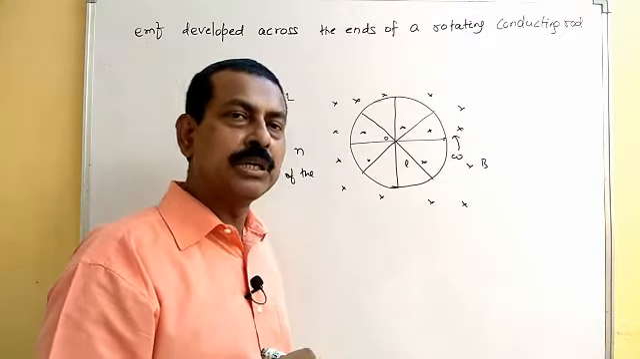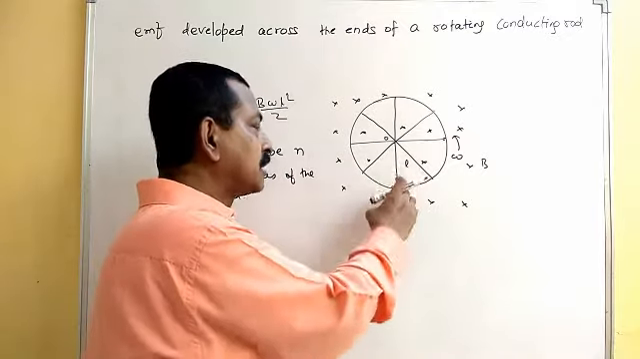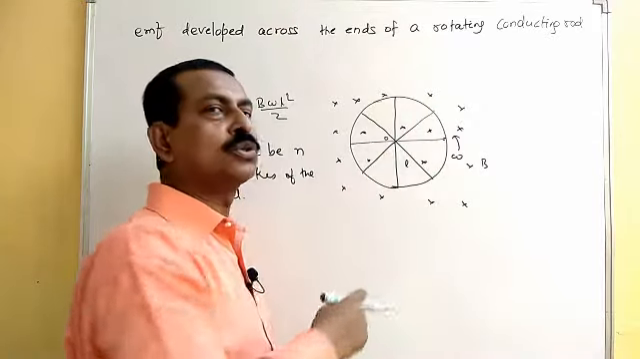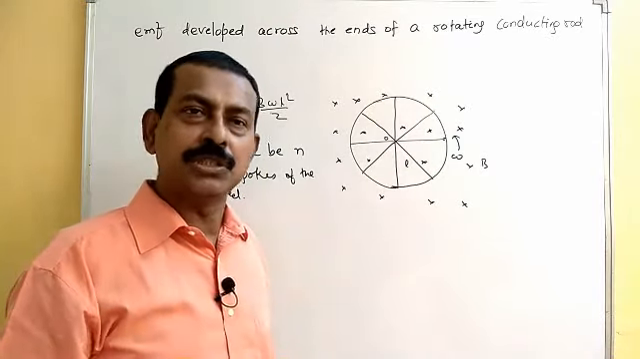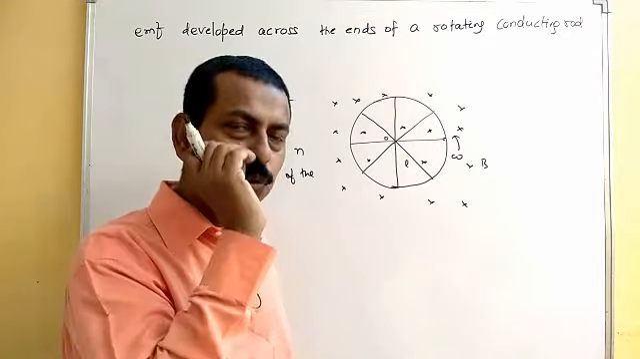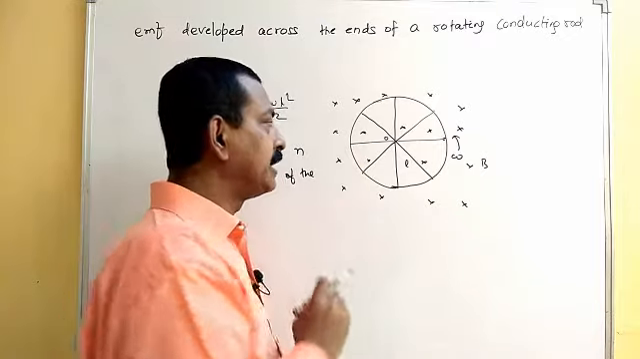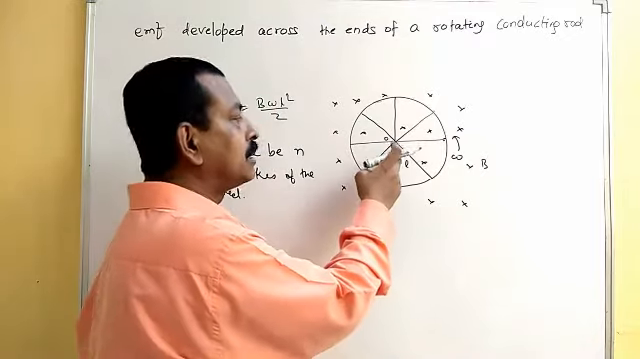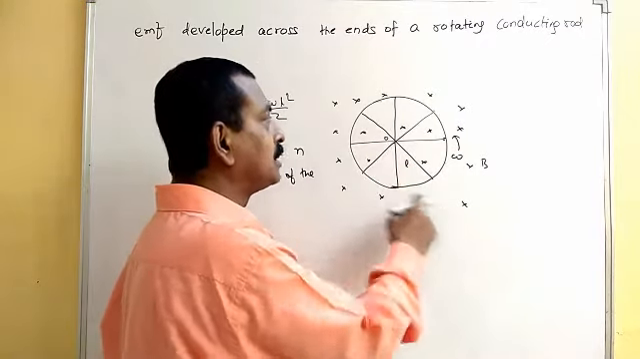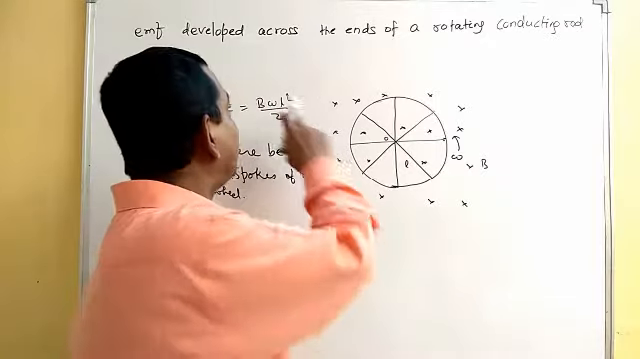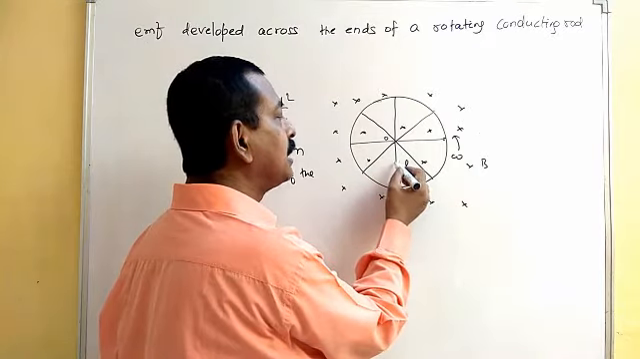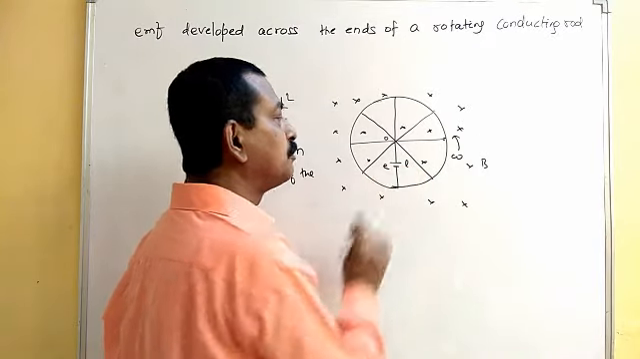Here the students get confused because they consider that each will have the same EMF E, and there are n spokes, so the net EMF will be n times E. But that is not correct. If you look slightly cautiously here, consider one particular spoke of length L, rotating with angular speed omega, and E is the EMF developed. I can treat it as if it is a cell whose EMF is E.